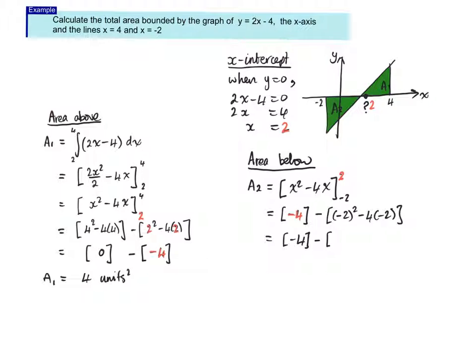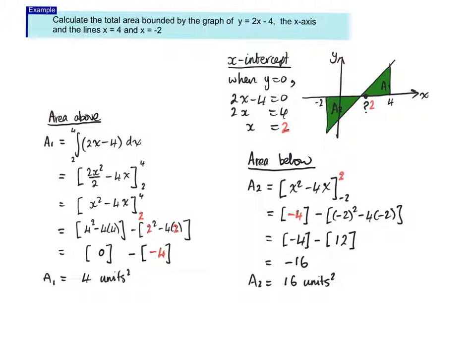So minus 2 squared is 4. Minus 4 times minus 2 is plus 8. So we get 12. Which gives an answer of minus 4 minus 12, which is minus 16. Now at this point it's important that you realise an area can't be negative. So you need to ignore the negative sign at that point. It's only working out negative because of the fact that it's underneath the x-axis, but physically it can't be negative.